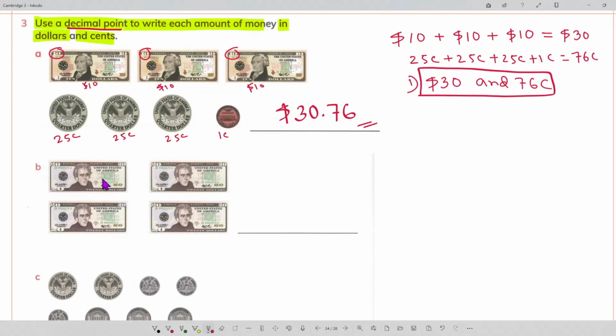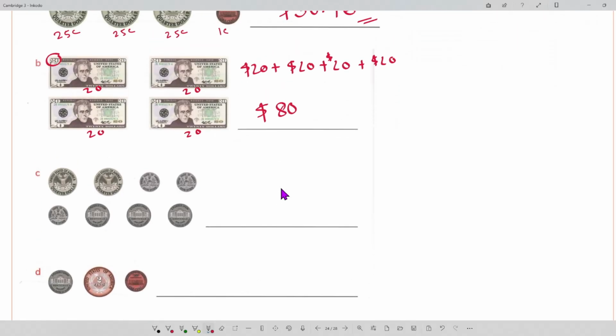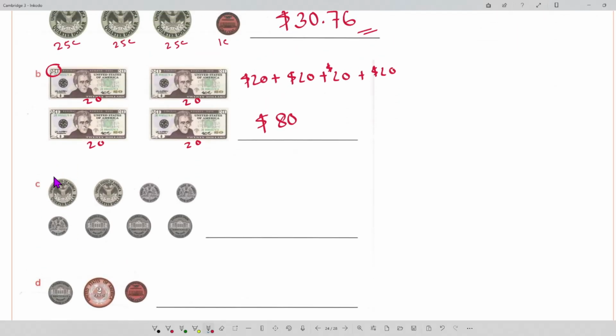Next, here is $20, so we can write here 20, 20, 20 and 20. Once we make the summation, here is a total of $80, because 20 plus 20 plus $20 plus $20, and finally it is $80. Now the next one, here is quarter dollars. It means 25 cent, right? 25 cent, 25 cent and 1 dime.